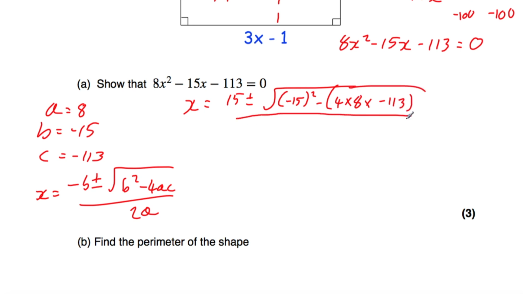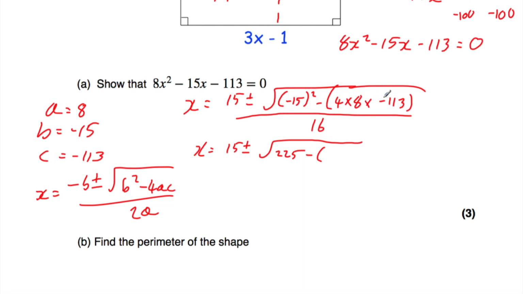And that's all divided by 2a, and a is equal to 8, so 2a would be 16. So now let's simplify this a bit. So x is equal to 15 plus or minus the square root of, and then we've got minus 15 squared. Well, negative times a negative is a positive, so it's going to be 225. Then we've got minus, and then in brackets 4 times 8 times minus 113.